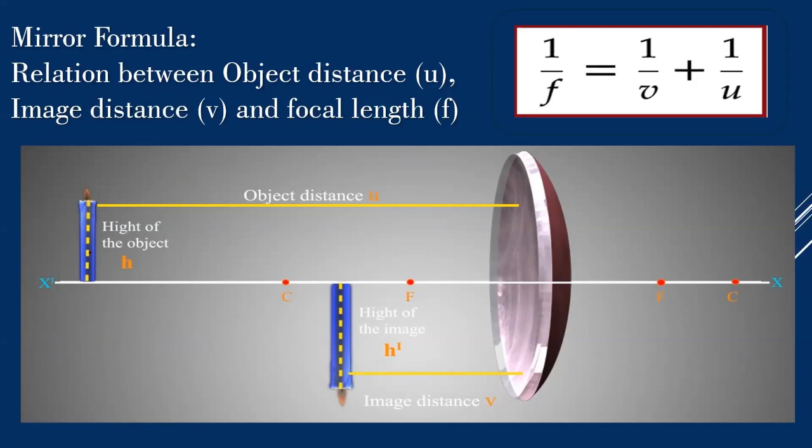The mirror formula gives us the relationship between u, v, and f. There is a big derivation for this which you are going to study in your higher classes, 11th and 12th grade. According to the mirror formula, the reciprocal of the focal length is always equal to the reciprocal of the image distance plus the reciprocal of the object distance. That means 1 upon f is equal to 1 upon v plus 1 upon u.